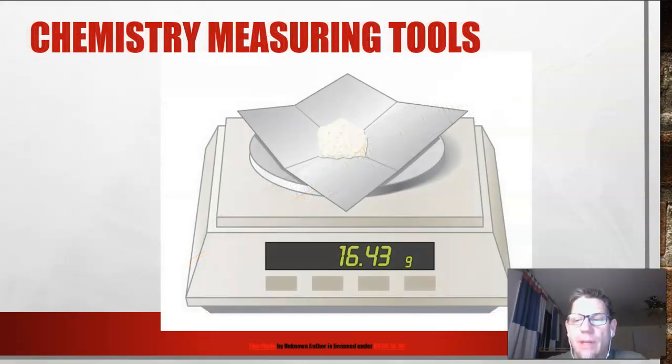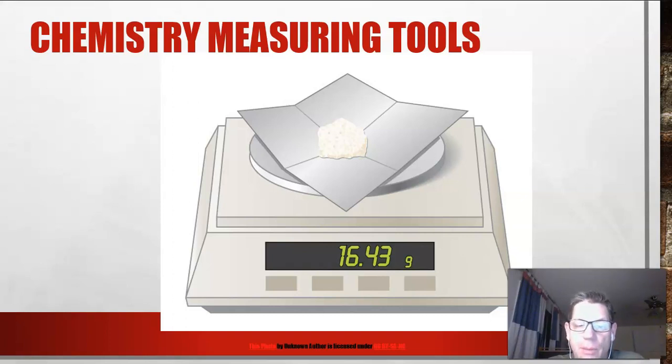This is a digital device. And for digital devices, the uncertainty or that last estimated digit is already included by the device. So if I were to measure this powder that's on this piece of paper, we would call it 16.43 grams. However, we have another question that we would have to ask somebody that was doing this. Did you subtract off the mass of the paper? If you did not subtract off the mass of the paper, then you get to start all over.